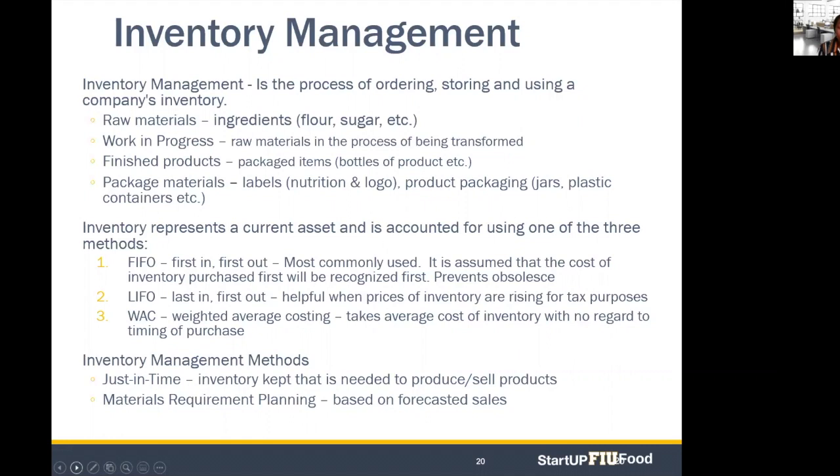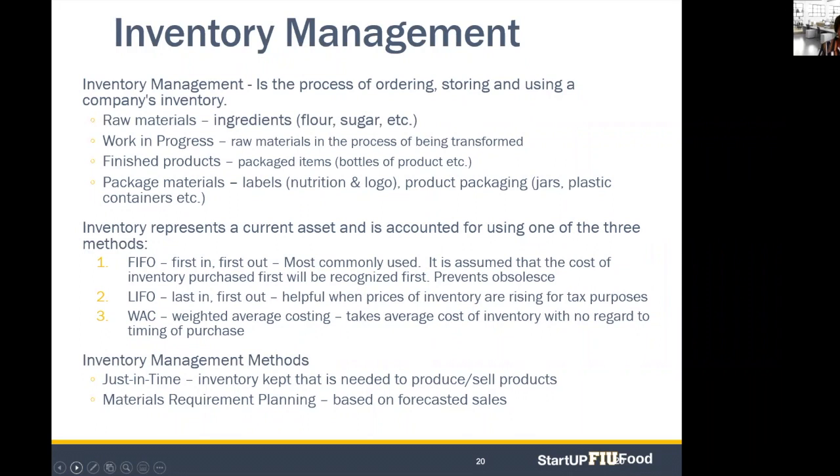And that's the first one that you're going to cost for in terms of going out, which makes sense. The idea is that you're using the oldest stuff first, right? It prevents obsolescence, and it's assuming that the cost of the inventory purchased first will be recognized first.